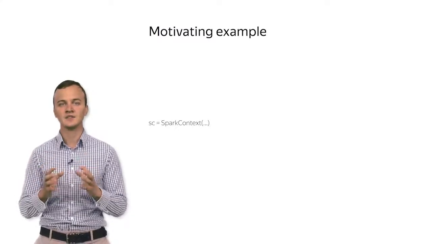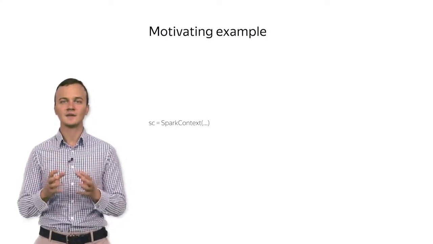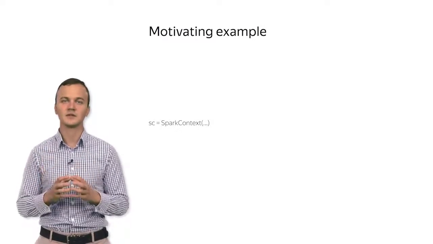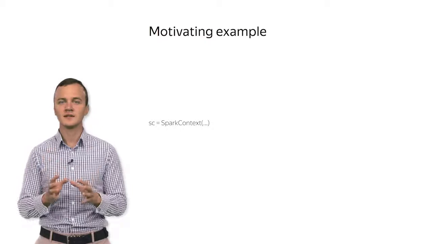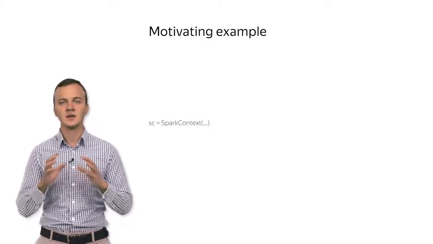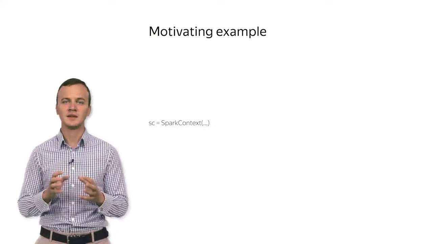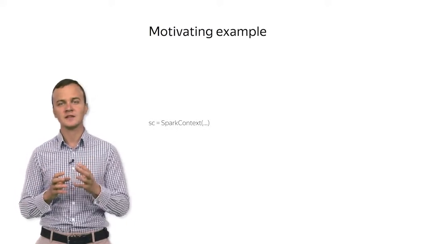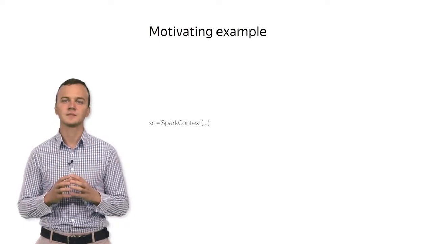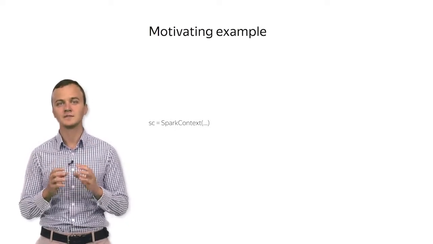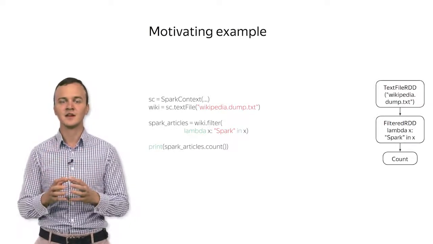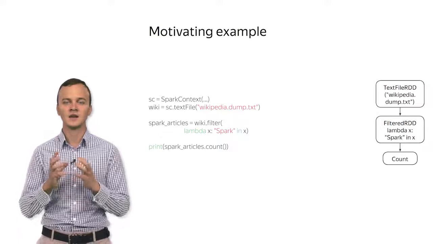Now, imagine that you are working interactively with Spark. You have a shell with a Spark context, so you can create RDDs and invoke actions on them. Imagine you are willing to load a Wikipedia dump from HDFS and see how many articles there contain the word Spark. You know how to do this, right? You need to create the RDD, apply the filter transformation, and invoke the count action.